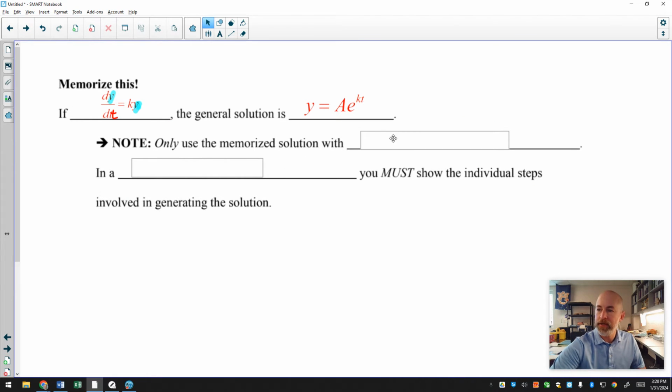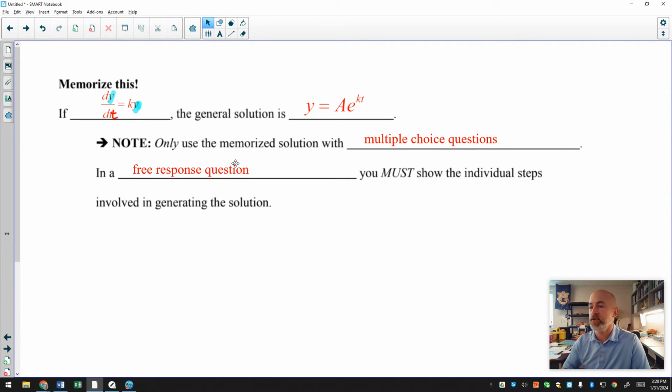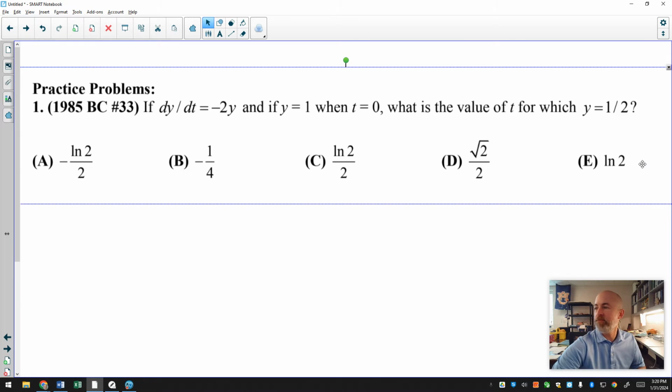But do keep in mind that you only want to use memorized shortcuts like that if it's a multiple choice question. In the world of free response questions, and here I'm talking about AP calculus specifically, if you're on the AP exam and it's a free response question, you have to show the individual steps that you used in generating these solutions. So only use these memorized approaches for multiple choice questions. And let's look at a few examples.